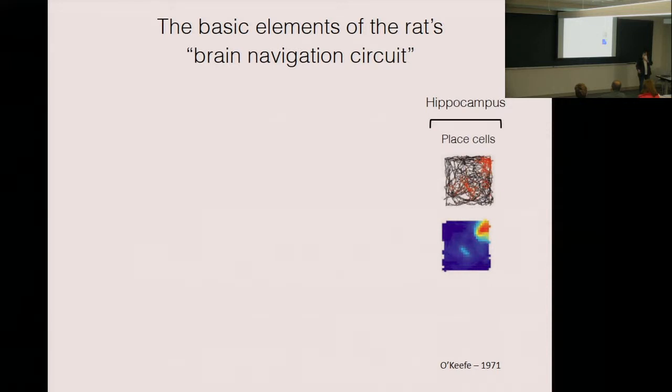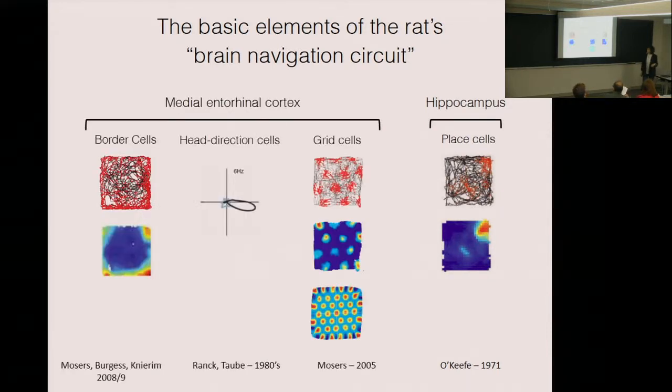So these are place cells in the hippocampus, and in the entorhinal cortex, specifically in the medial entorhinal cortex, you can find border cells, which we heard about yesterday, firing at the geometrical borders of an arena. We can find head direction cells, like what Vivek told us about, firing in a specific head direction of the animal. And grid cells.